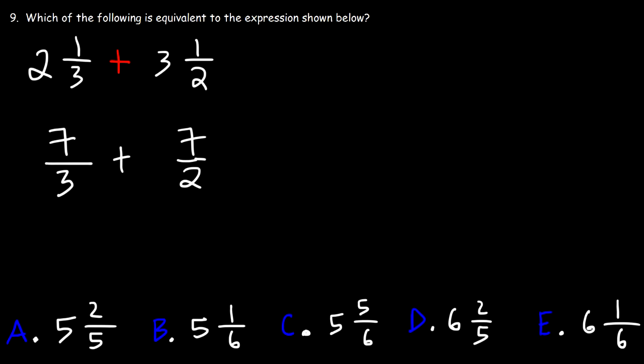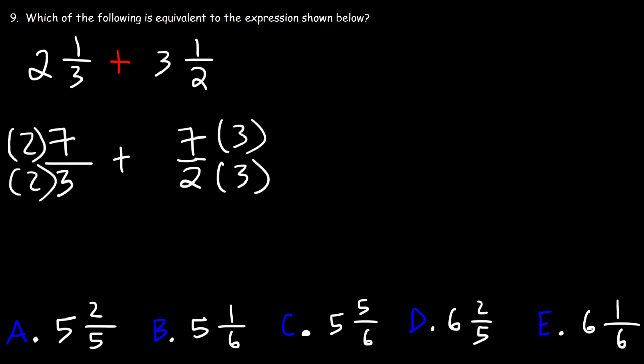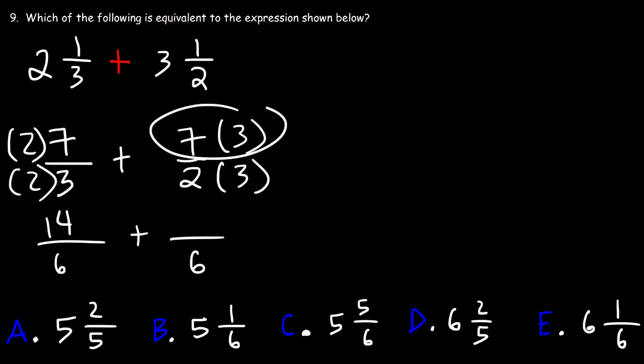The least common multiple of 2 and 3 is 6. 2 and 3, they both go into 6. So we need to get a common denominator of 6. So I'm going to multiply the fraction on the right by 3 over 3. And for the one on the left by 2 over 2. Whatever you do to the top, you must also do to the bottom. So 2 times 7 is 14. 2 times 3 is 6. And 7 times 3 is 21.